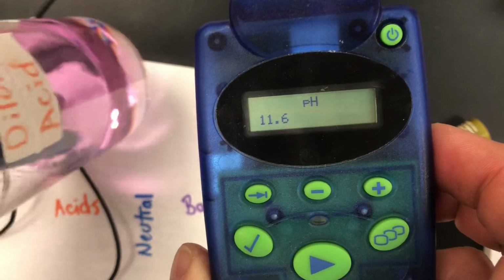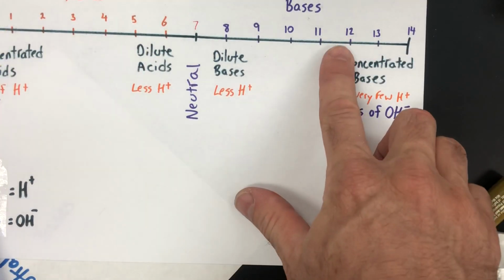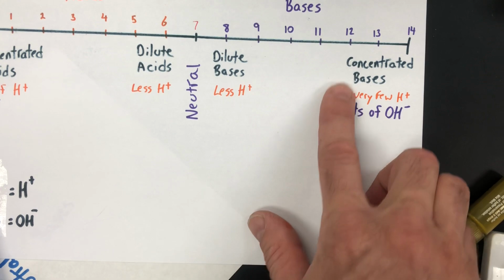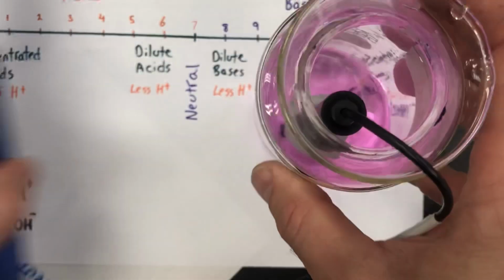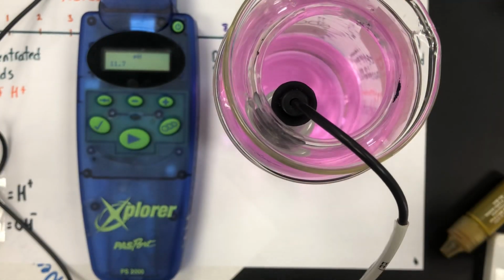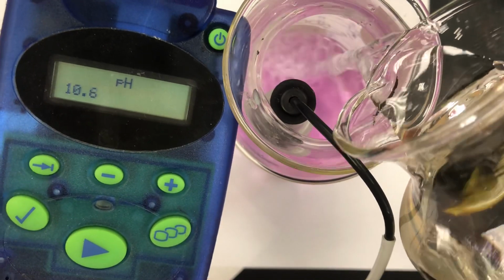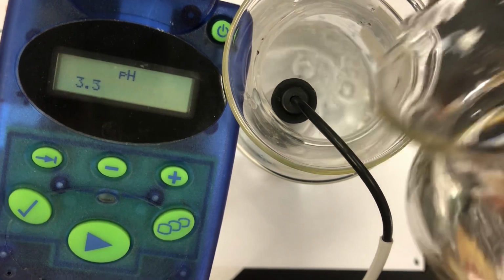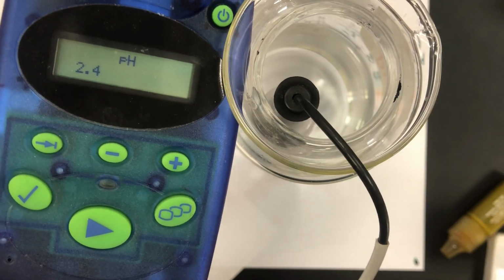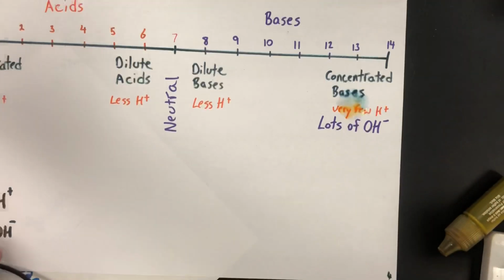So look at that. It climbed up to 11.6. 11.7, so what does that mean? 11.7 is right about here, so that's a pretty concentrated base. And that can change if I added some acid to that. Let's watch what happens if I add some acid to this base. Look at that, we're watching the pH drop, and look at it, it went from pink to clear because it's not a base anymore. Okay, so begins our discussion on acids and bases.